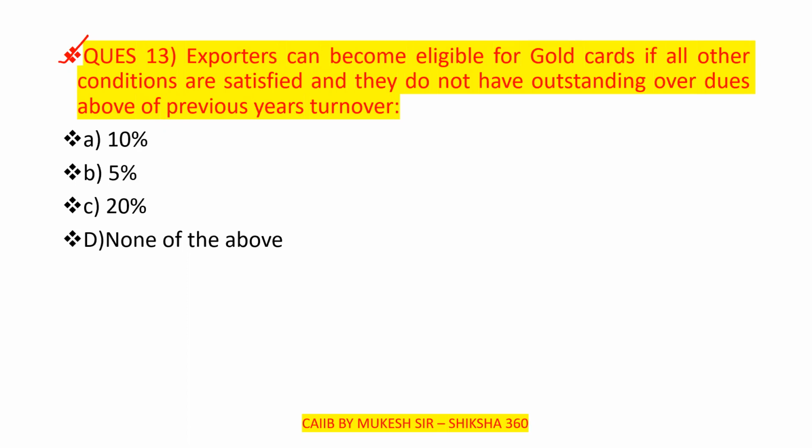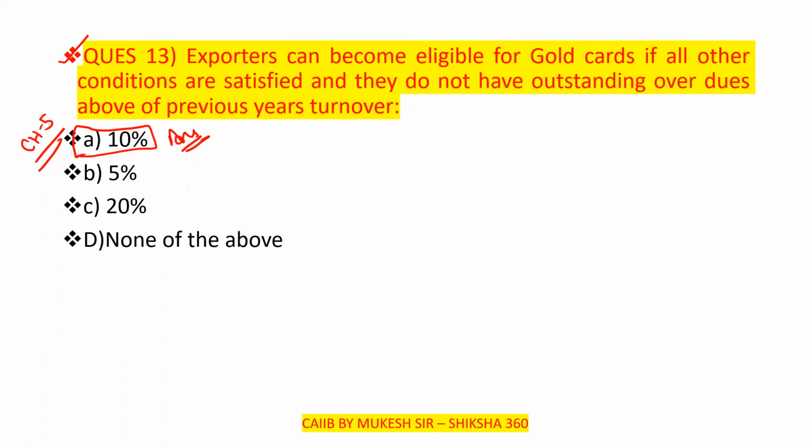That is, if they have overdues above 10%. According to me it is 10%. If they have overdues above 10%, then it is not applicable to them. They should not have outstanding overdues of more than 10% of the previous year's turnover. So option A is the answer. This is present in chapter number 5.